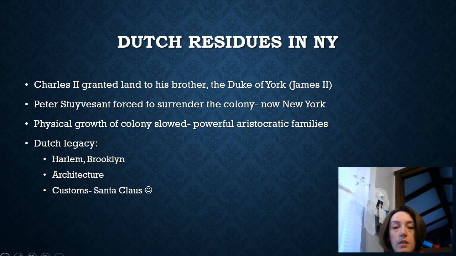It's difficult because there are many high-ranking families of Dutch descent there, so that still remains in New York. They're very powerful, and we still see some examples of Dutch residues in New York. So Harlem, Brooklyn, those are Dutch words. Some of the architecture and customs, which I put a little thing in there. So we have Santa Claus. We have the Dutch to thank for Santa Claus in New York.